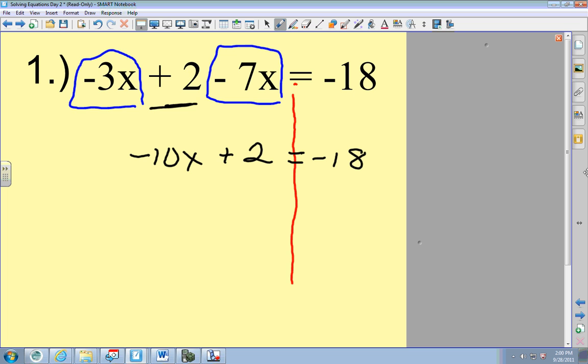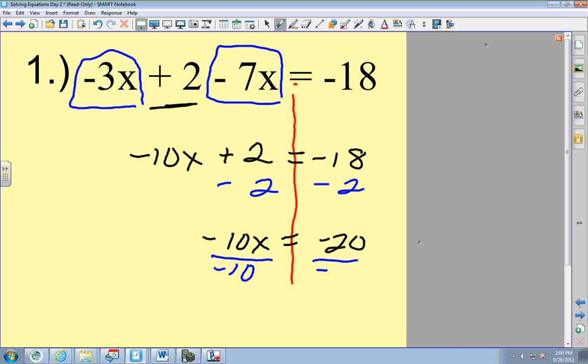This is a regular two-step equation. So I'm going to subtract 2 from each side. I get negative 10x equals negative 20. Divide by negative 10. And I get x equals 2.